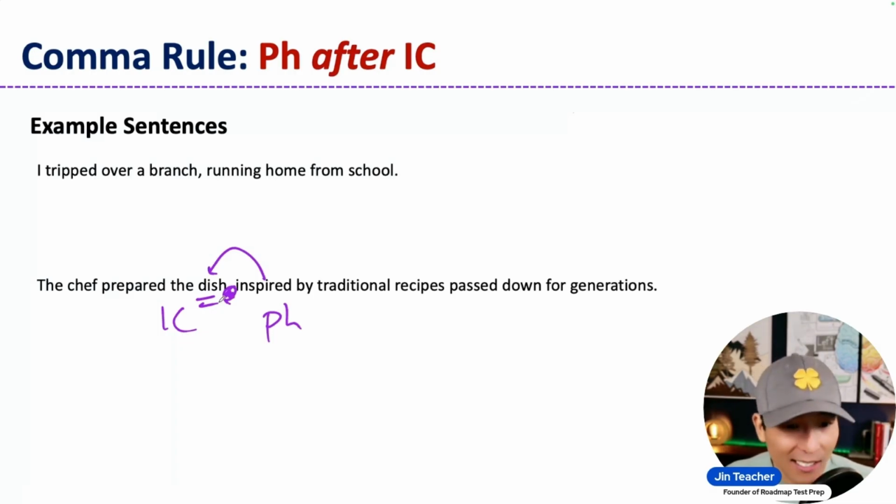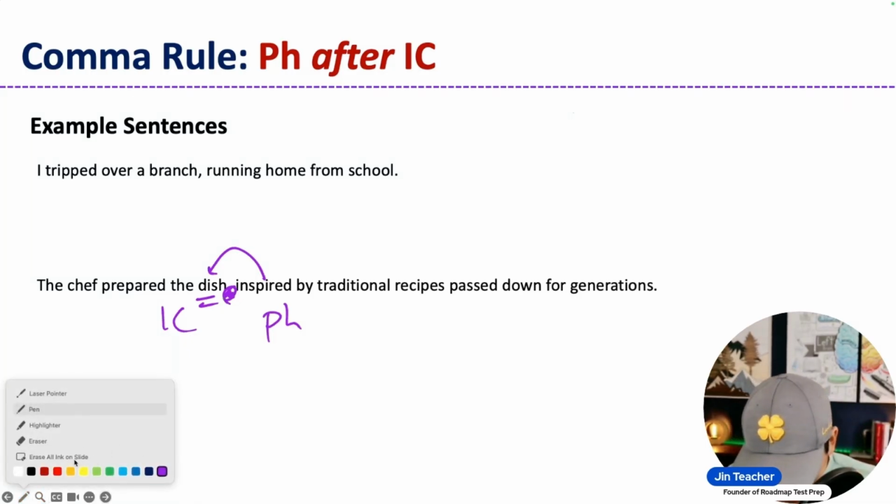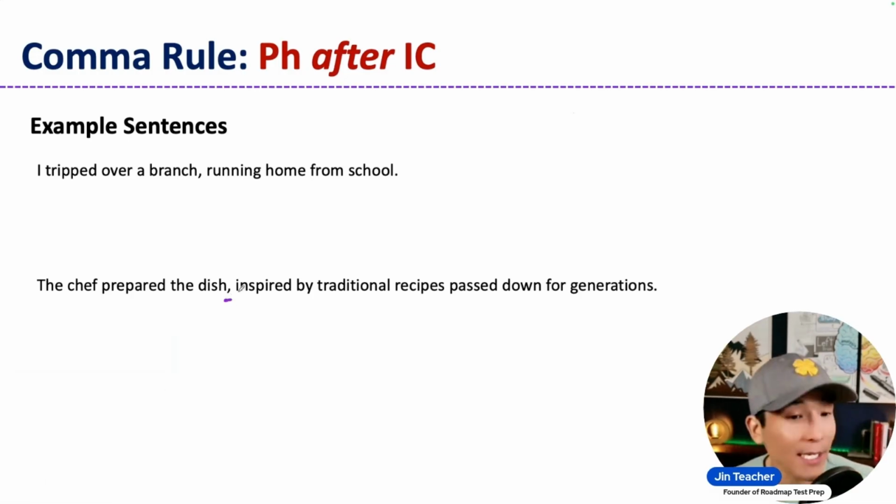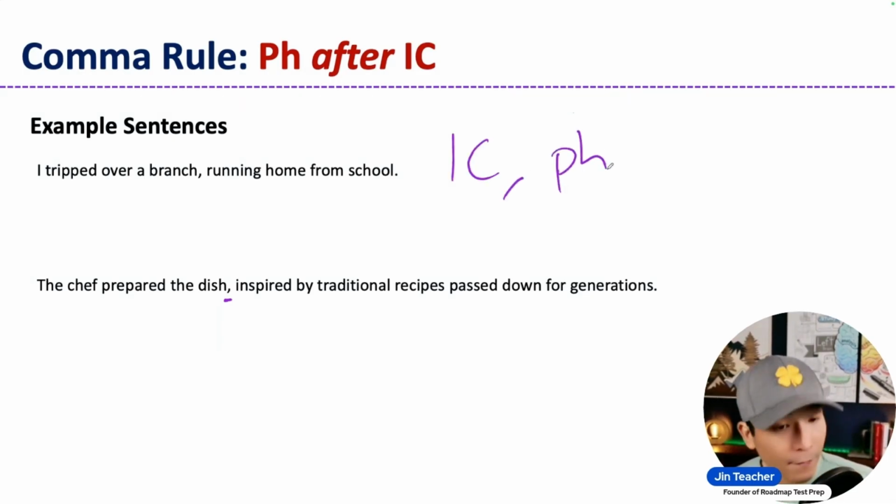It's the person. The person has to be the one who's inspired by recipes, not the dish, right? So this is why you would have to have this comma here to separate your independent clause from the phrase, okay? So this is a good rule to know because this is a common type of sentence structure that the SAT likes to do, right? Independent clause, comma, phrase. If you see it, just know it's not wrong. It's an acceptable sentence structure, right? And now you know how it works, how it modifies the subject of the sentence, okay?